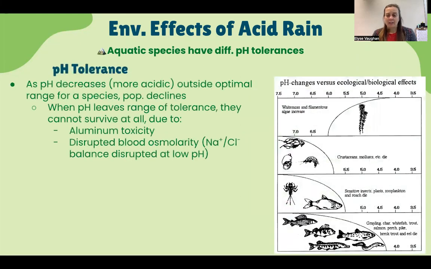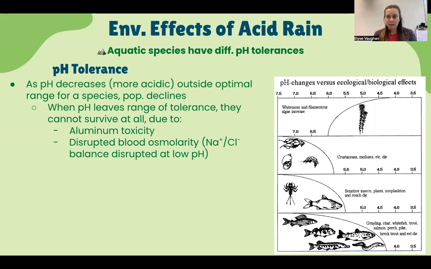So as the pH decreases, remember, pH decreasing means that it's becoming more acidic. It goes outside of the optimal range for a species, and the population is going to start to decline. And when the pH gets totally outside of the range of tolerance, they can't survive at all. That might be because of aluminum toxicity, because you remember that as pH decreases, aluminum becomes more soluble, and so aluminum levels go up. That's toxic to most organisms. Or this could be because it interferes with the sodium pumps of the cells, and so it disrupts the osmolarity of the blood.